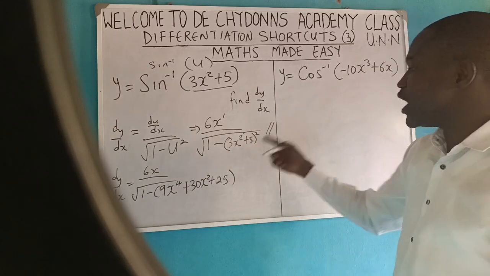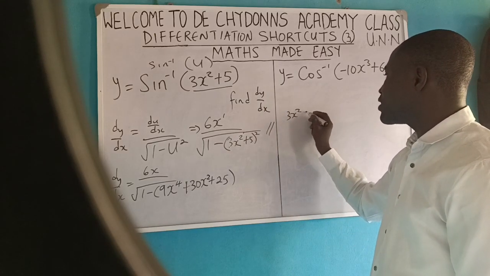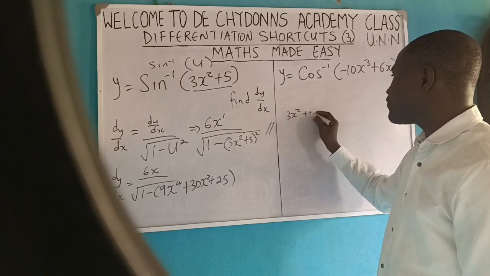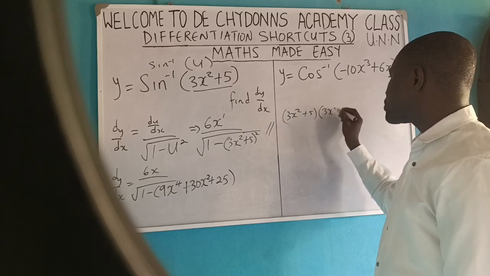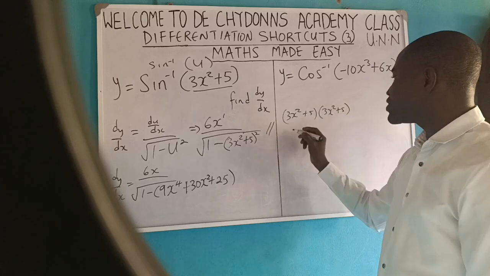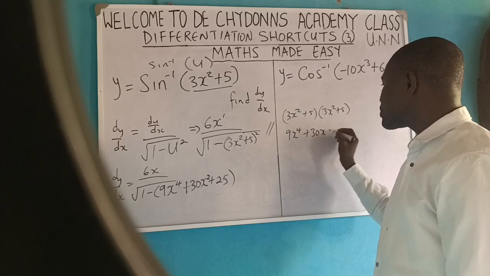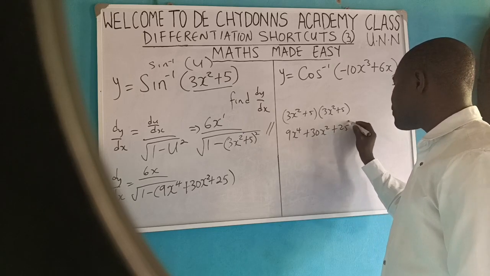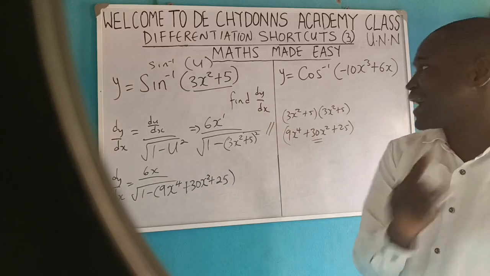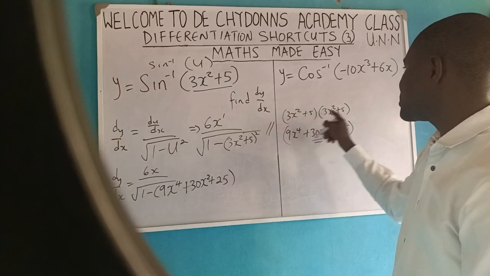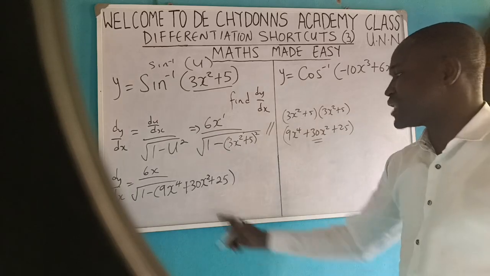So we have expanded it. If you are not okay with what I just did, you can just say 3x squared plus 5 times 3x squared plus 5. That will still give you 9x raised to the power of 4 plus 30x squared plus 25 after multiplication and collection of like terms. This times this, this times this, this times this, this times this. It will give you this. That is how we do it.